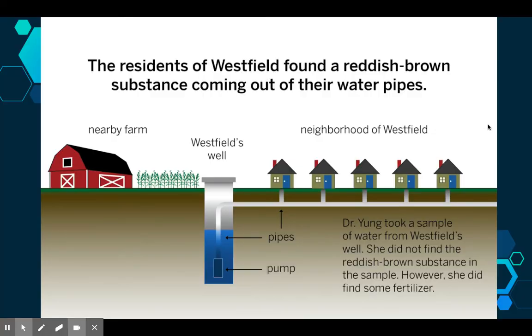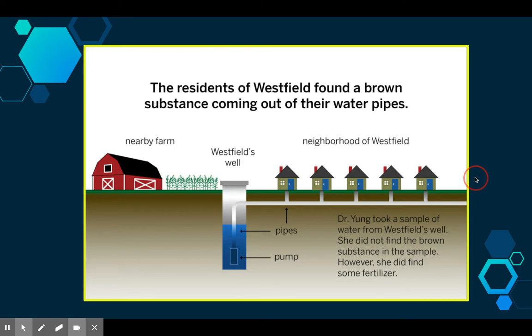I will leave this slide up on your Google form for you to look at, because that might help. I made this sketch of the way she described Westfield to me. We know that there's a nearby farm to the town, and farms, something I want to let you know if you didn't know, a lot of times use fertilizer to grow their crops. So that's something to take into consideration. There is a well that all of the pipes for the neighborhood of Westfield run from, and there are the pipes taking the water to the neighborhood. So that's a really simple sketch of what I think is going on in this town.